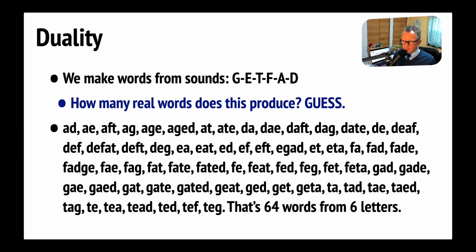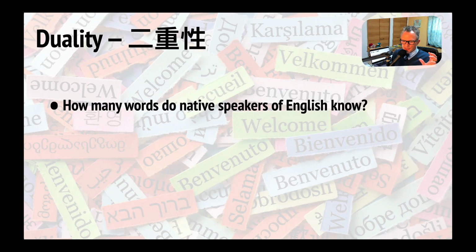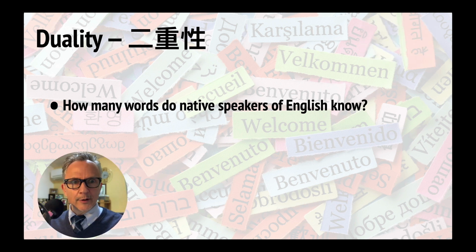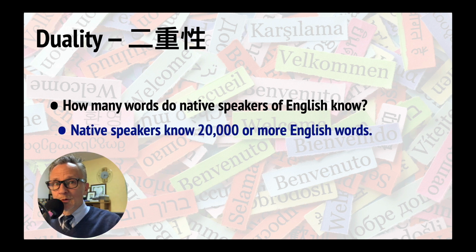So this is the idea of duality, right? With duality, we can take a limited number of meaningless sounds and combine them together to create lots of meaningful words. So for example, in English, maybe you've heard Professor Brown talk about this. How many words do native speakers of English know? What do you think? How many words do I know? I don't know how many words I know, but native speakers who are highly educated probably know around 20,000 words. I hope I know that many, right?